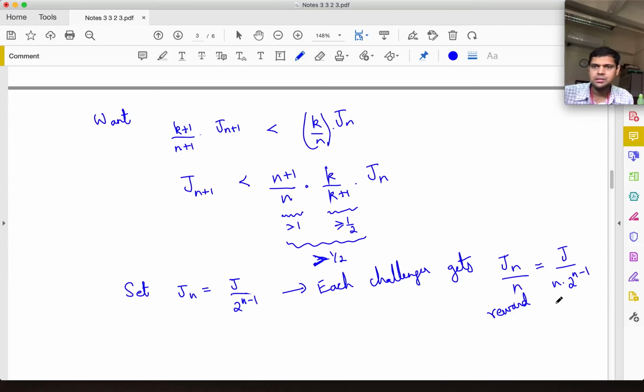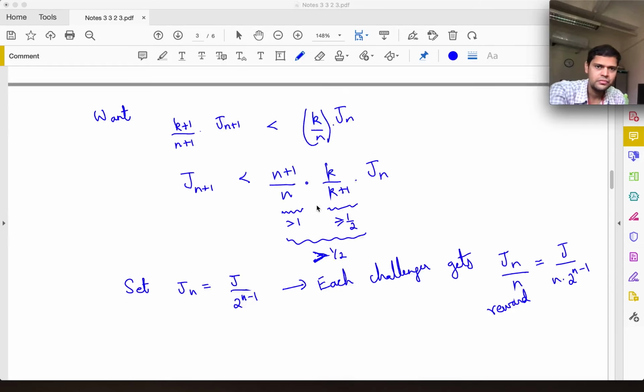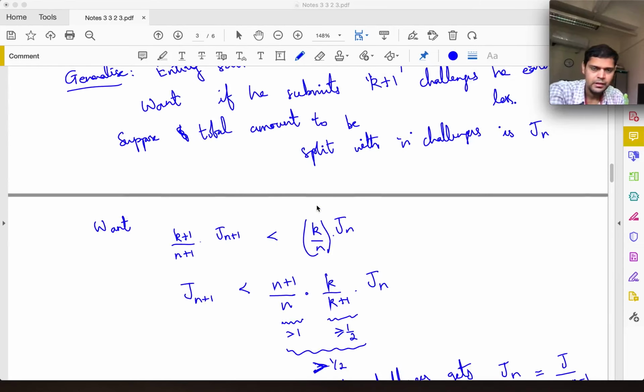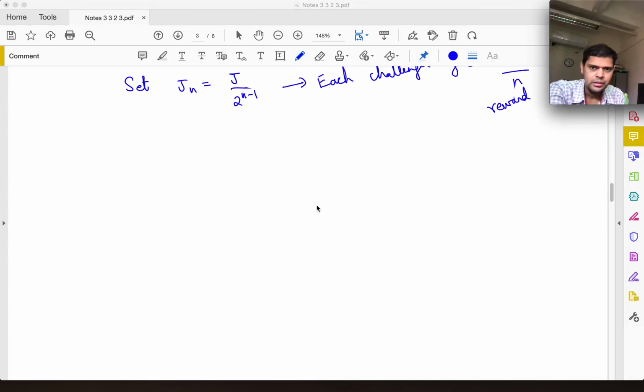more you decrease the total amount which you're going to split up among them. So this particular scheme is going to disincentivize anybody from submitting multiple challenges. Okay, and it solves these issues of cartels and so on. Okay, but there are other issues which can come up.